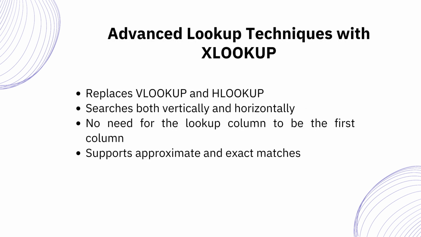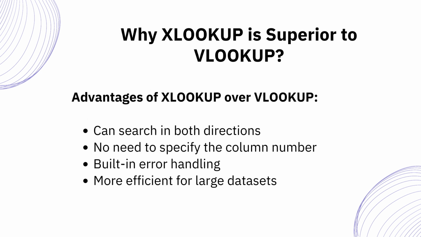XLOOKUP is a newer and more powerful lookup function in Excel, designed to replace both VLOOKUP and HLOOKUP. It can look for values in both directions, vertically or horizontally, works more efficiently with large datasets, and doesn't require the lookup column to be the first one. Unlike VLOOKUP, XLOOKUP doesn't require you to know the column number, and it can return a result from the left or right side of the lookup value.